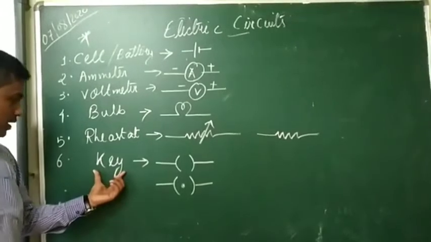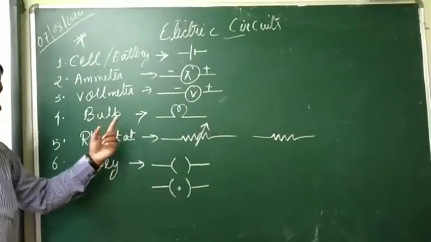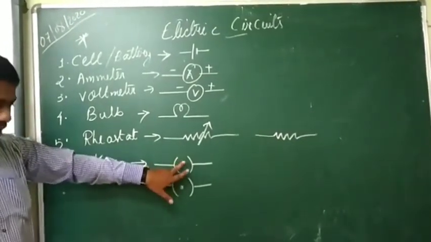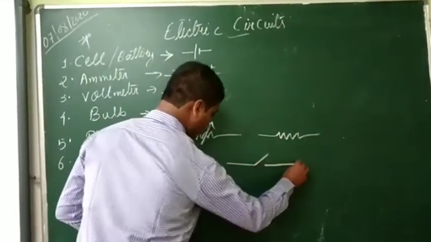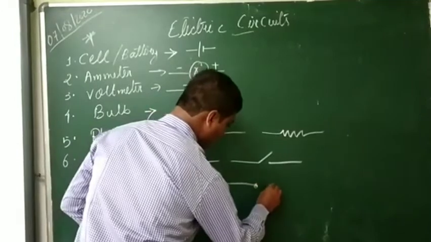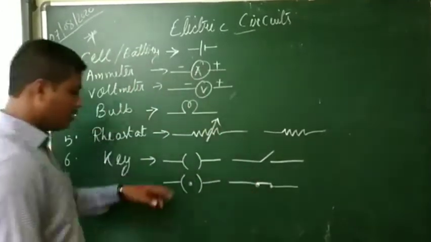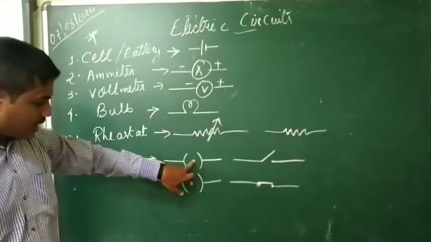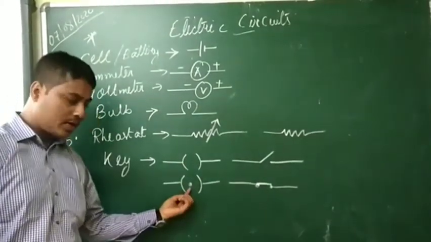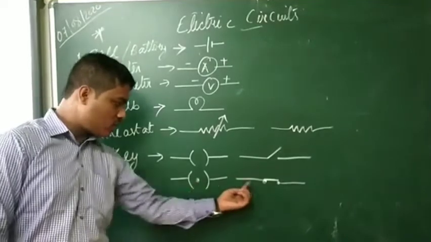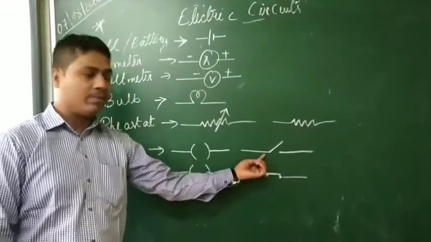Okay, then suppose it is asked to draw a key. There are two types of key. One is an open key and one is a closed key. You can draw in this way also. If inside the bracket there is no dot, that means it is represented as open. And if there is a dot in between, this is called closed. The same way, the closed can be represented this way and the open can be represented in this way.